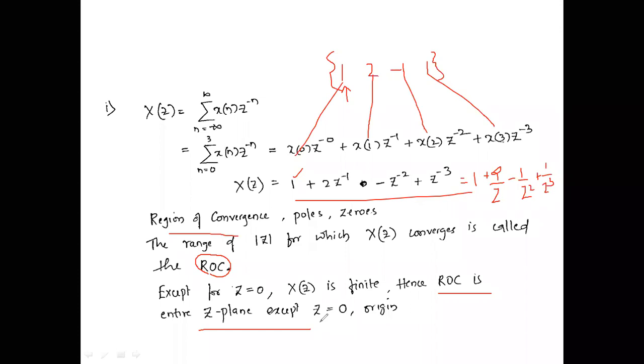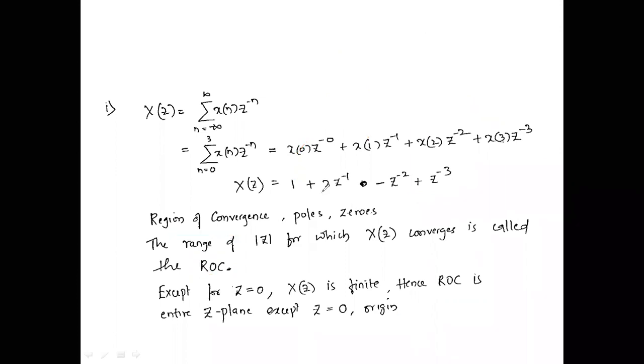Entire z plane means what? All the values of z except z equal to 0, which is the origin. So what was the signal, by the way? It was a right sided signal, and the answer was 1 plus 2 z to the power minus 1 minus z to the power minus 2 plus z to the power minus 3. ROC was the entire z plane except z equal to 0, the origin. Shall we continue now.